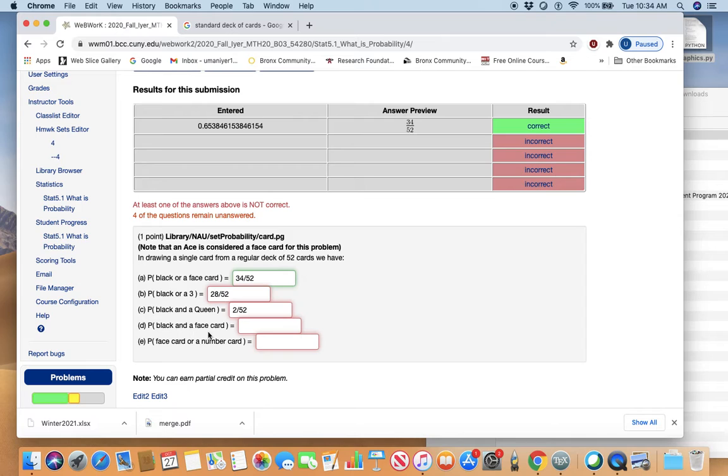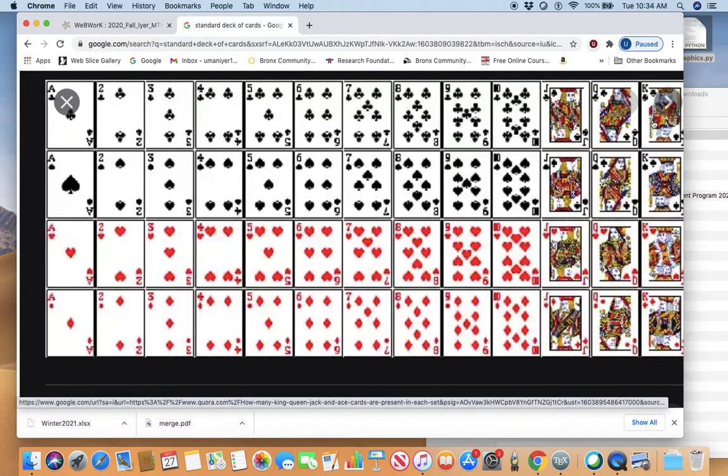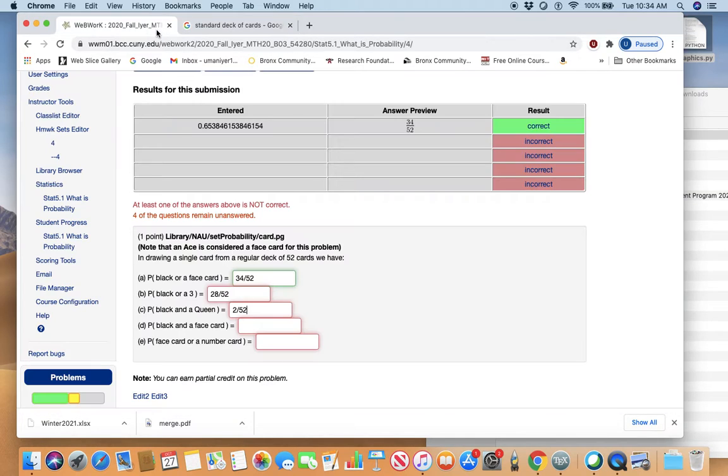Black and a face card. So you want a black card which is also face. So 1, 2, 3, 4, 5, 6, 7, 8. Okay. 8 out of 52.